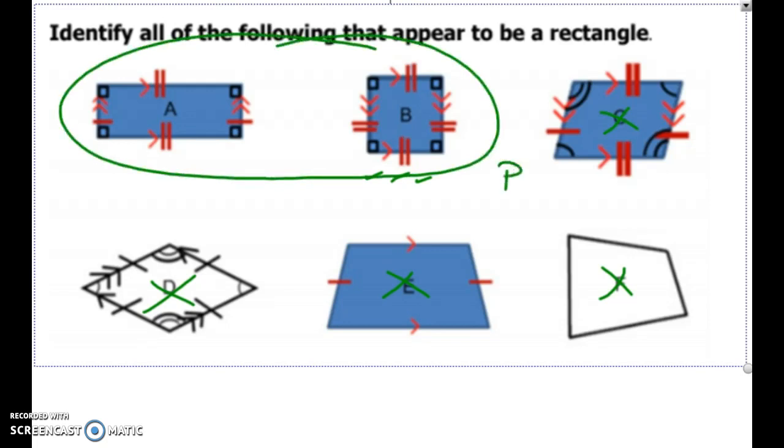So the ones that are rectangles are A and B, because if we remember on our family tree, if we have parallelograms, rectangles, rhombus, and square going up, up is always a square, is always a rectangle.